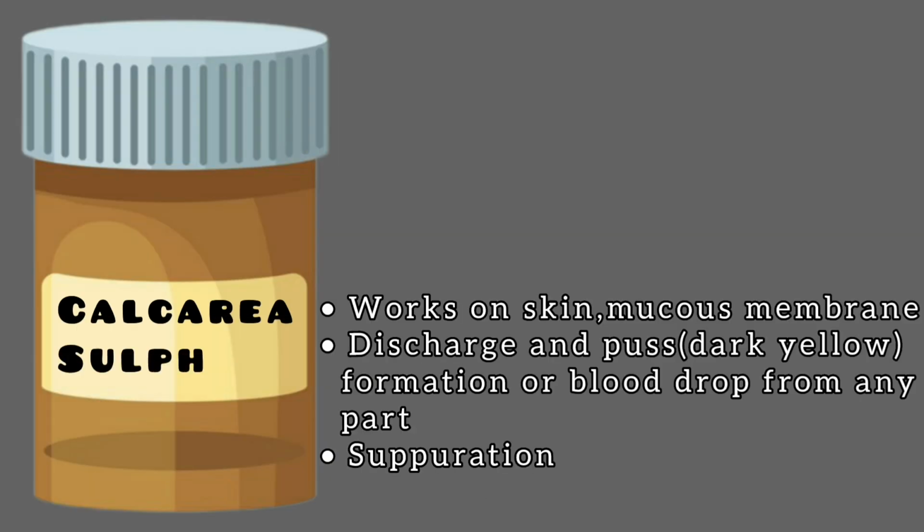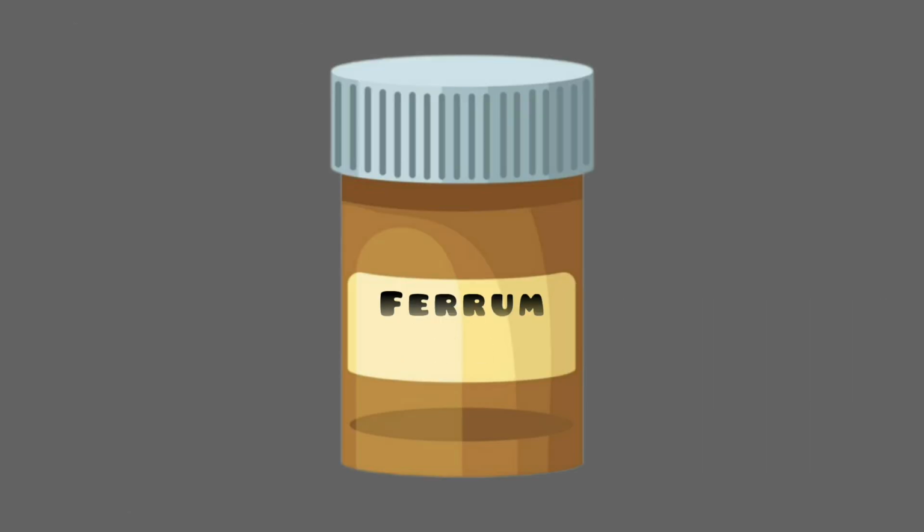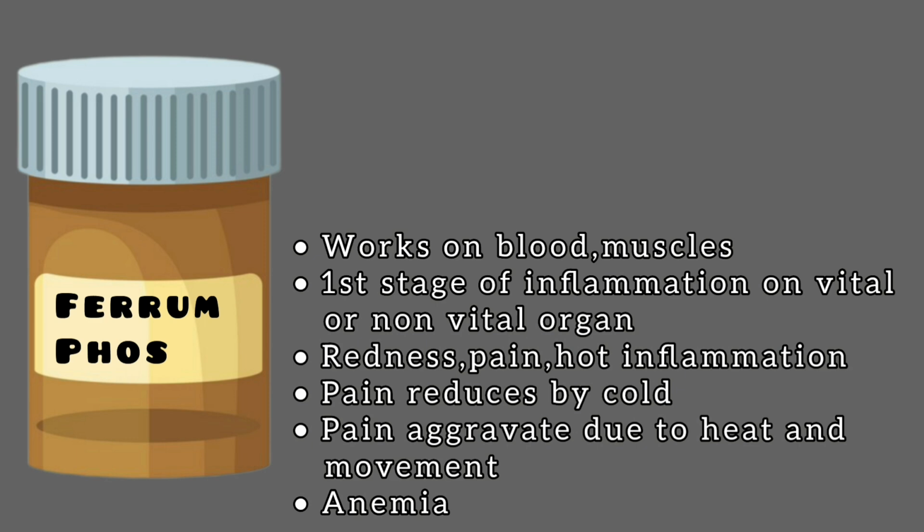Calcarea sulph works on skin and mucous membrane. Symptoms include discharge and pus formation. Pus is of dark yellow color, or blood from any part. It also includes suppuration.